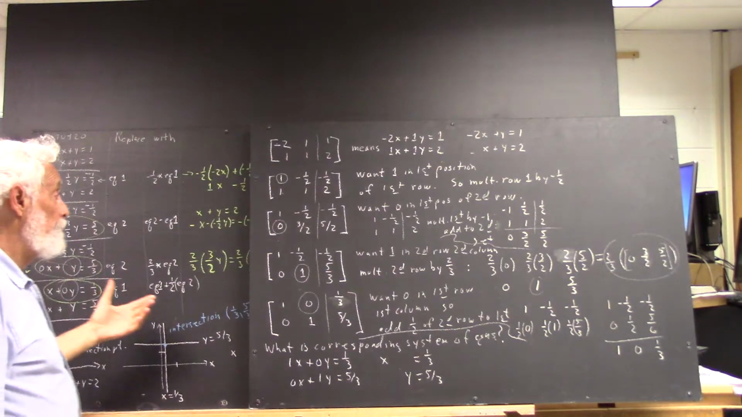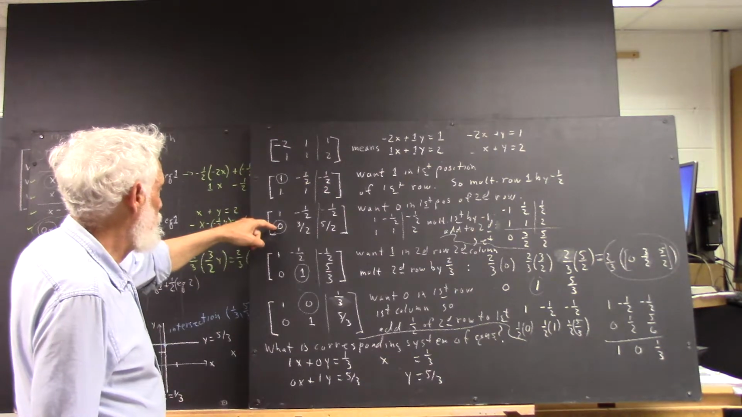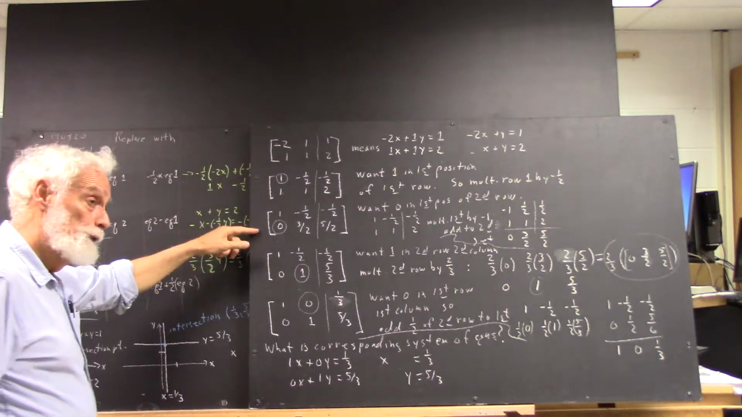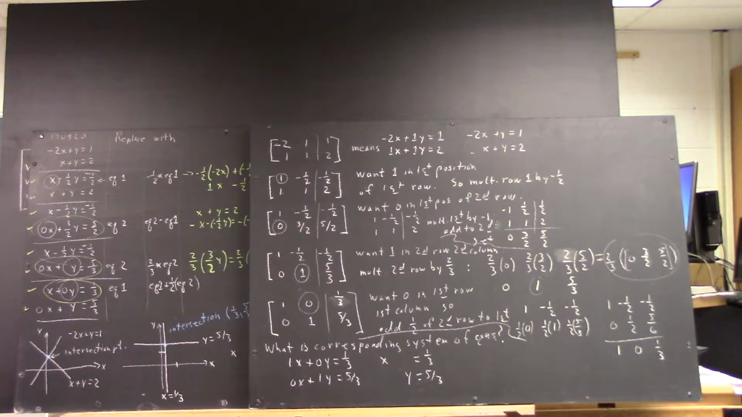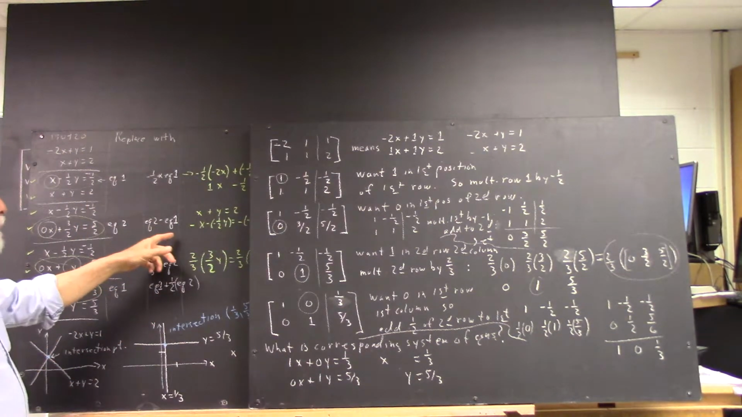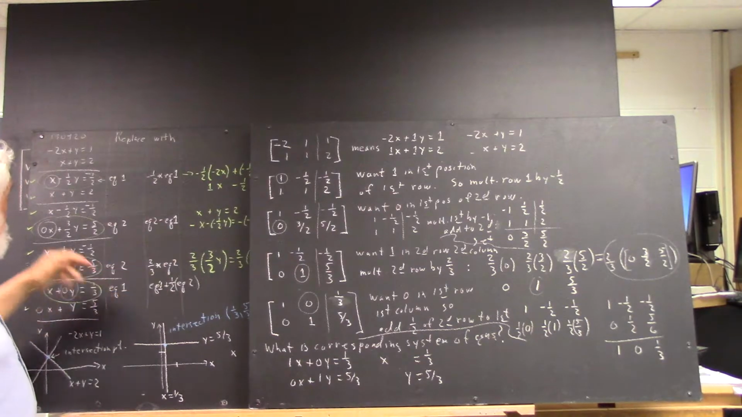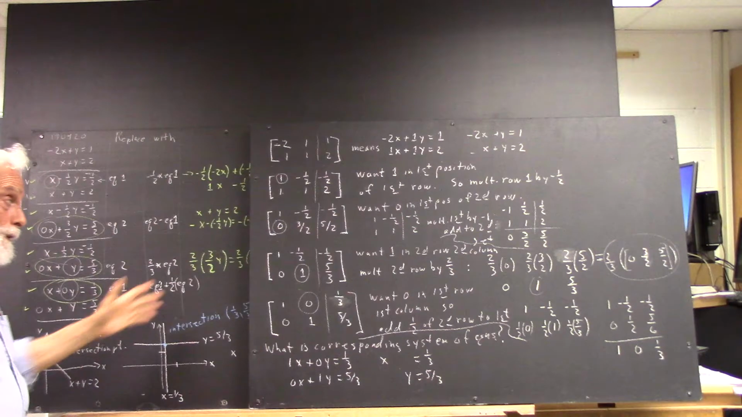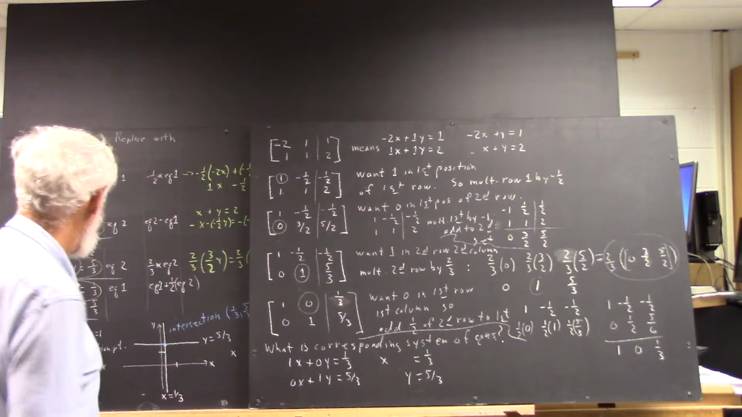Then what do we do? To get a 0 here, we subtract the first row from the second and put the result here. Okay, so what did we do here? Well, we did equation 2, the second equation, minus the first equation. This equation here, minus this equation to get this. Identical operation.